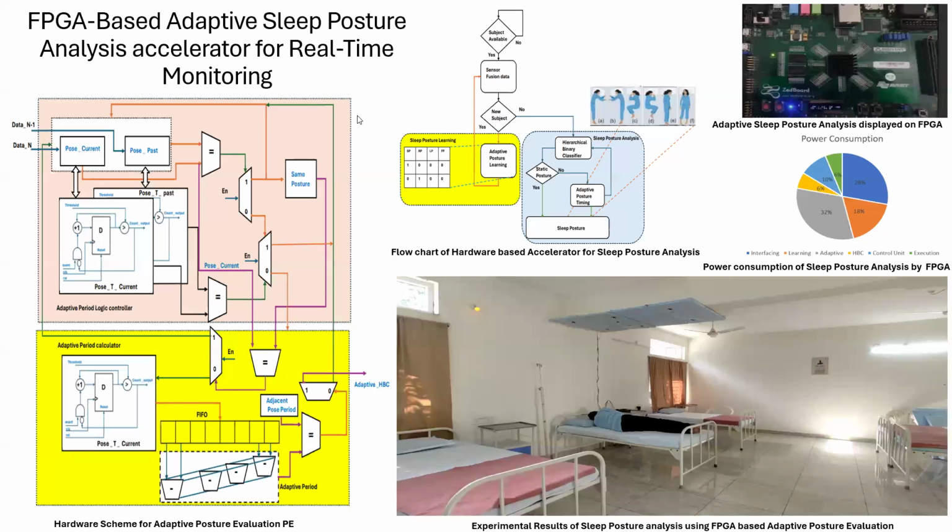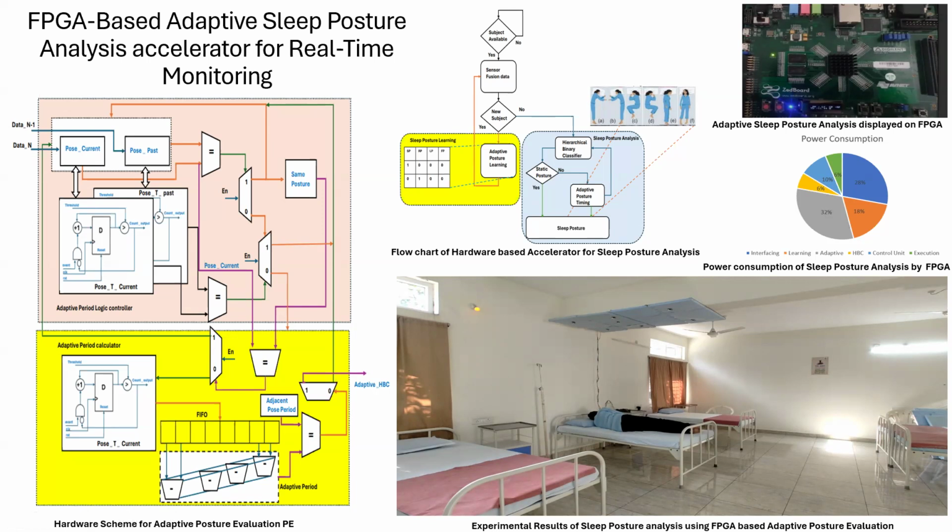The second part of the experiment of the FPGA-based adaptive sleep posture analysis accelerator for real-time monitoring. If we observe this part, we again have the same flowchart which we mentioned just now. Here we keep a PIR sensor to find out whether a human is present on the bed or not. Once it is confirmed by the PIR sensor, the ultrasonic sensors are enabled through the FPGA device. Once enabled, the sensors capture data and store it, and the array of signals is represented using sensor fusion.